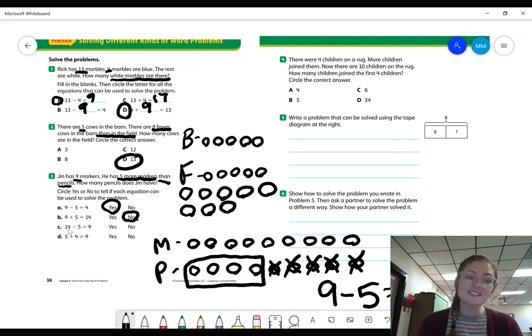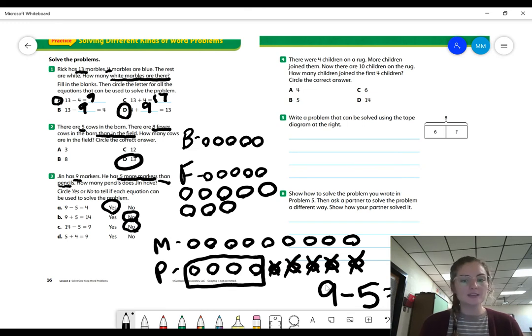Again, look at C. What is it saying our whole was? It's saying it was 14, like if you add 9 plus 5. So this is a no because he didn't have 14 markers. He only had 9. And 5 plus 4 equals 9.